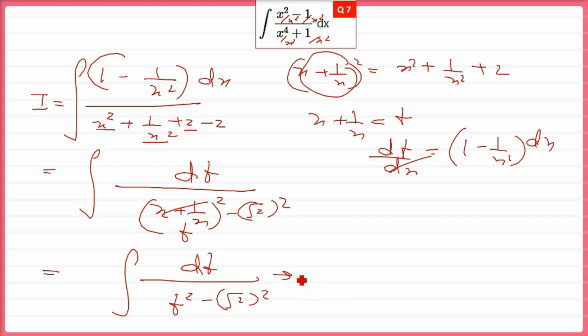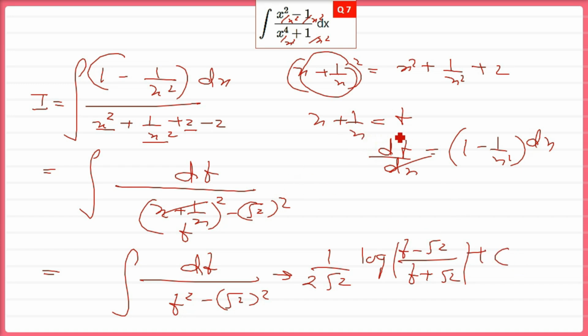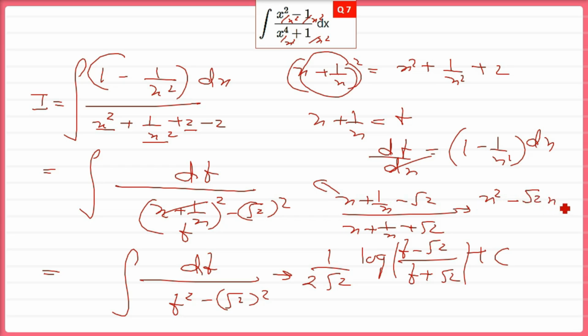Now this solution is, the formula will be 1 by 2a, a is root 2 here, log of x minus a, which is t minus root 2 by t plus root 2. And this comes in the modulus sign plus constant of integration. T we can replace by x plus 1 by x. Let me replace it here also. X plus 1 by x minus root 2 and x plus 1 by x plus root 2. This will give you, this will be x square minus root 2x plus 1 divided by x square plus root 2x plus 1. Now we can replace this and we'll write the final answer.